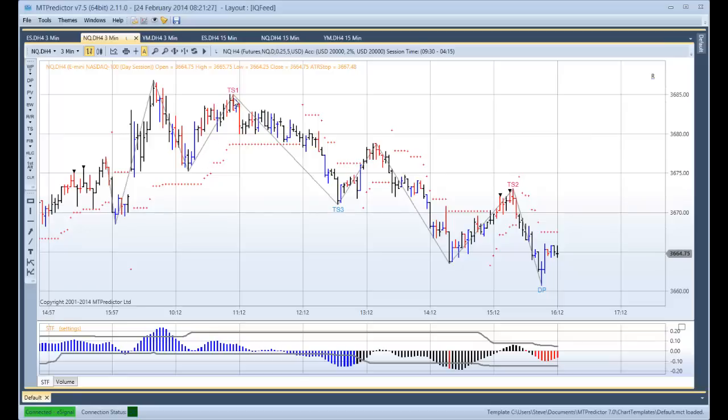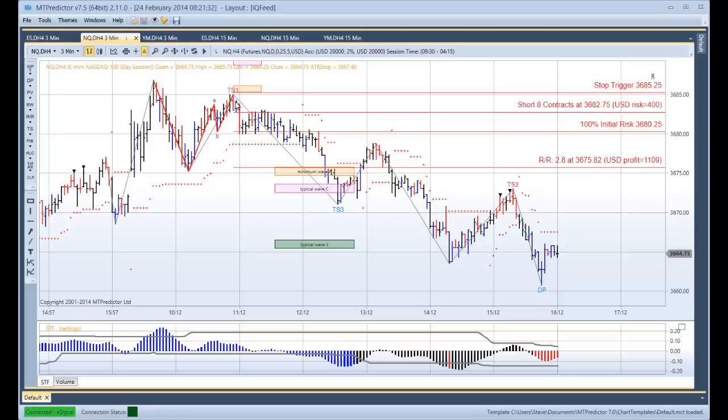The initial rally up unfolded as an ABC. We'll see this when I place the analysis on the setup. There's our ABC into our TS1 sell. So the advanced traders among you could have taken this sell setup again, even though it's against the blue STF.